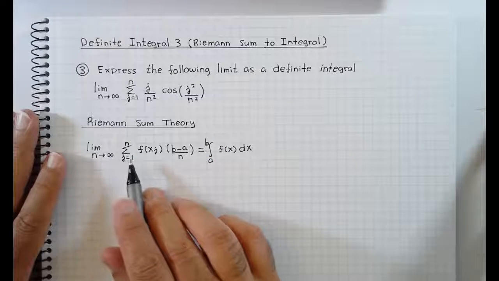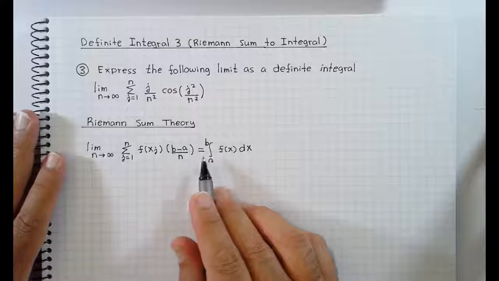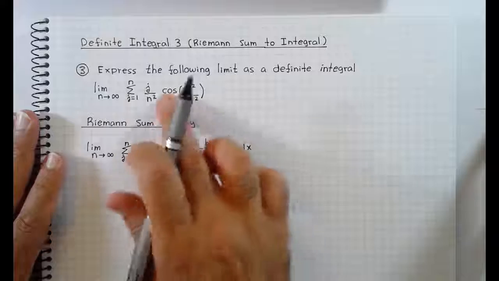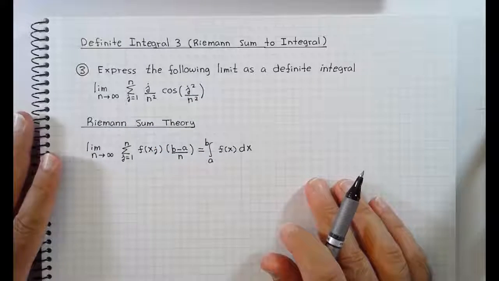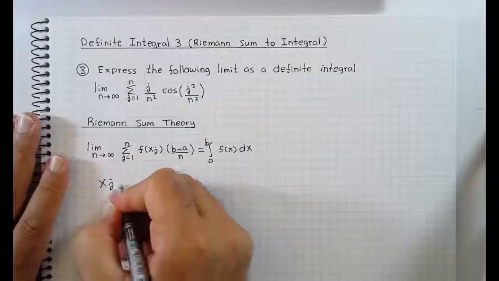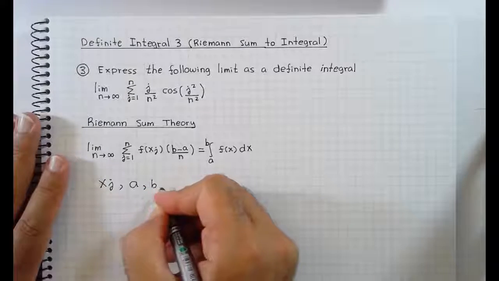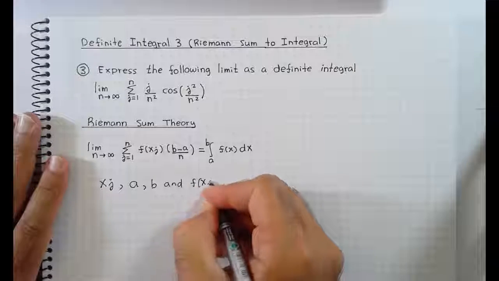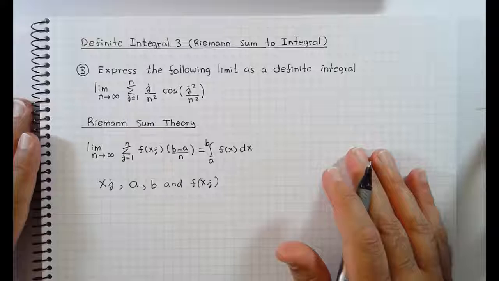Here's the Riemann sum theory. Limit as n goes to infinity, sum j goes from 1 to n, f of xj times (b minus a) over n, is equal to the integral from a to b of f of x dx. So first we're going to try to turn this into this. Pattern recognition is the key to solving this question. The goal is to find xj, these are the x values, to find the lower limit a, to find the upper limit b, and to find the function f of xj, so that the Riemann sum can be transformed into a definite integral.